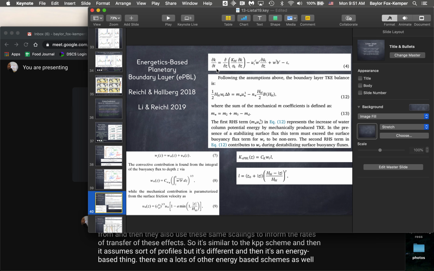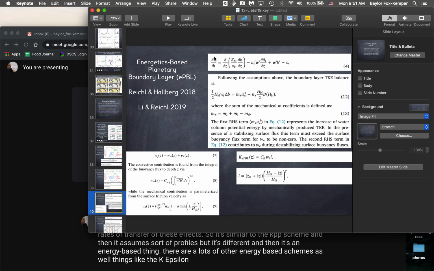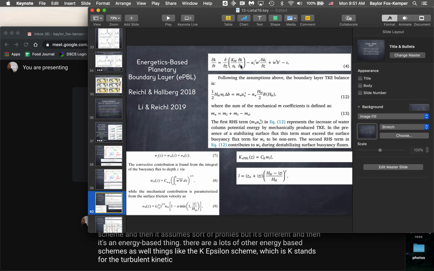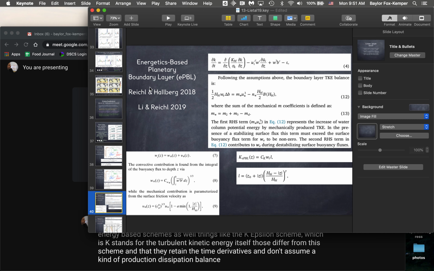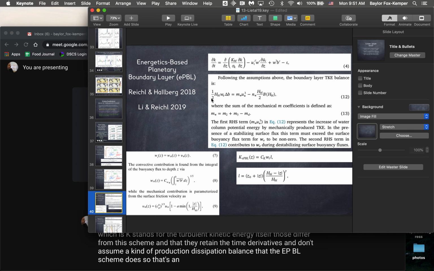Things like the K-epsilon scheme, where K stands for the turbulent kinetic energy itself. Those differ from this scheme in that they retain the time derivatives and don't assume a production-dissipation balance that the EPBL scheme does. And there are numerical reasons for that, which we can talk about if people are interested.